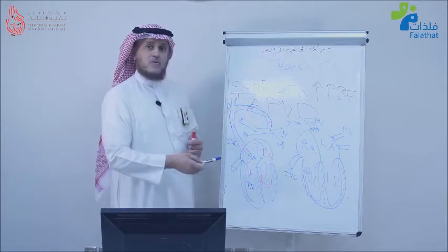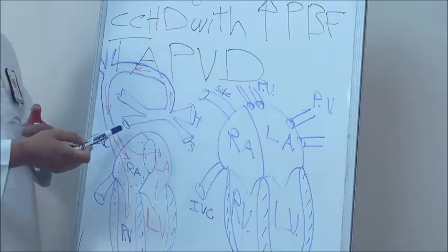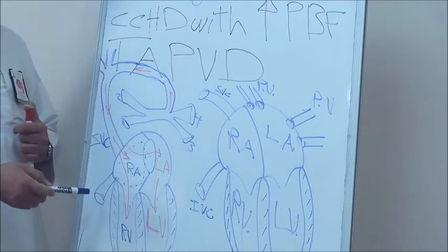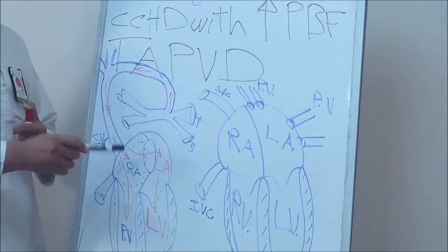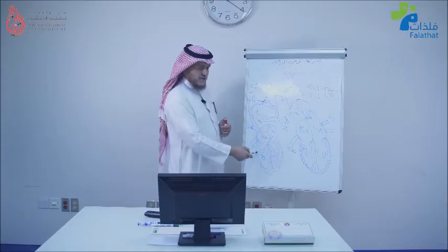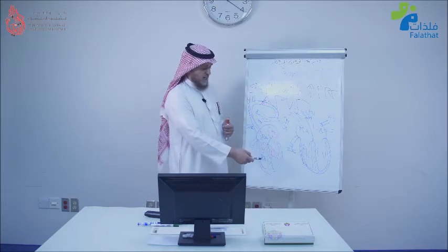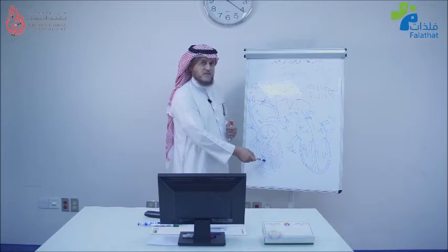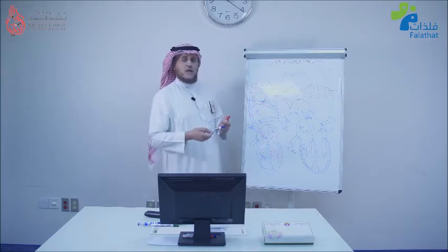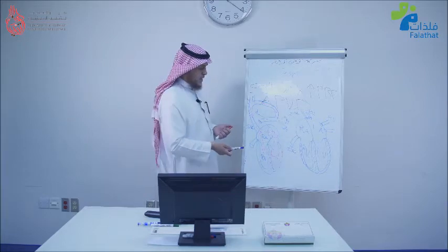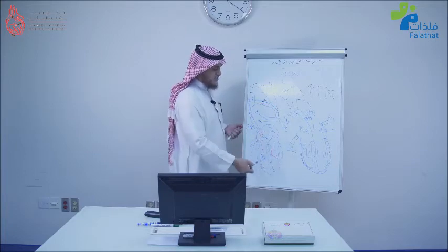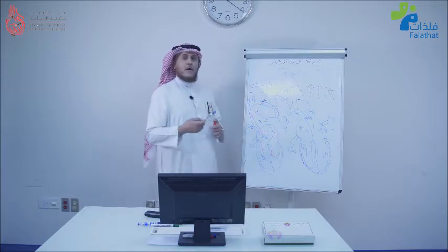Obviously the right side will be dilated, so the right atrium will be significantly dilated. It's the one receiving all the venous, pulmonary and systemic blood. The right ventricle will also be significantly dilated because, again, most of the blood will go through the right ventricle because of low pressure, low resistance in the lung, and compliance of the right ventricle. So the right side will be quite significantly dilated.